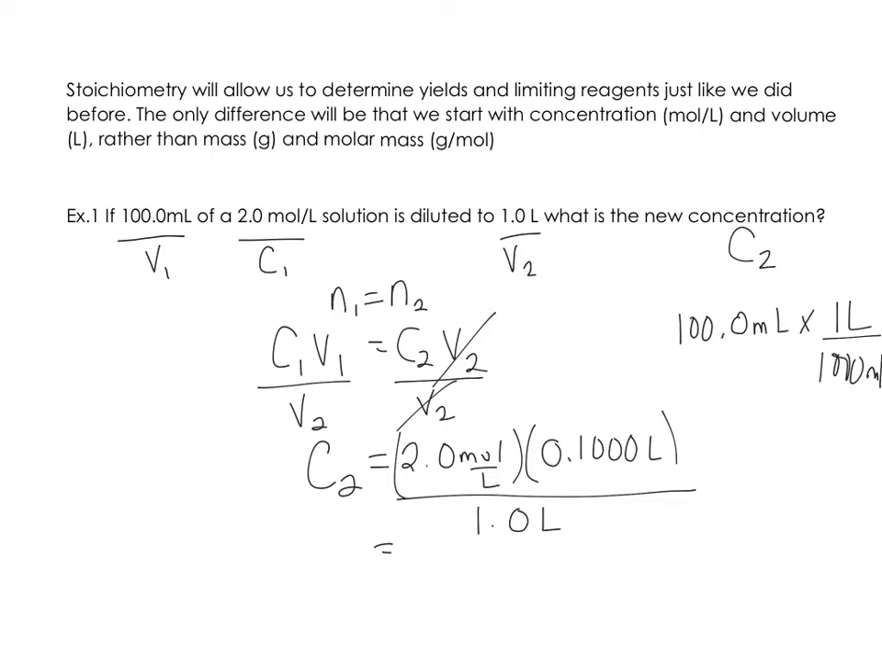So the new concentration is 0.2. Our liters cancel, but not our values. So 0.20 moles per liter is our new concentration. So it's really important that you remember how to dilute a substance and get a new concentration.